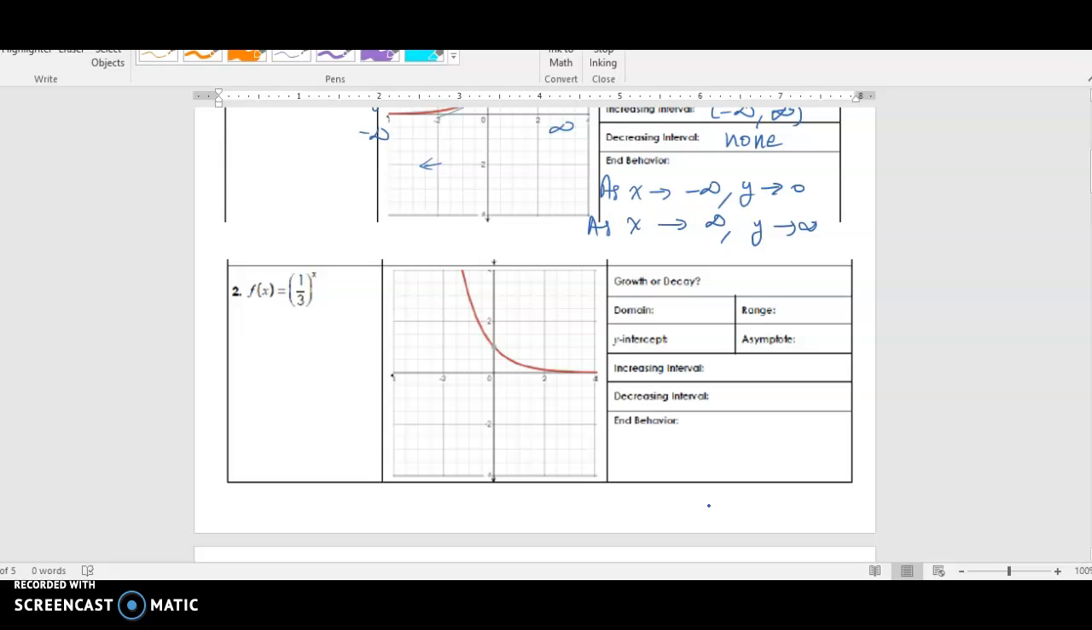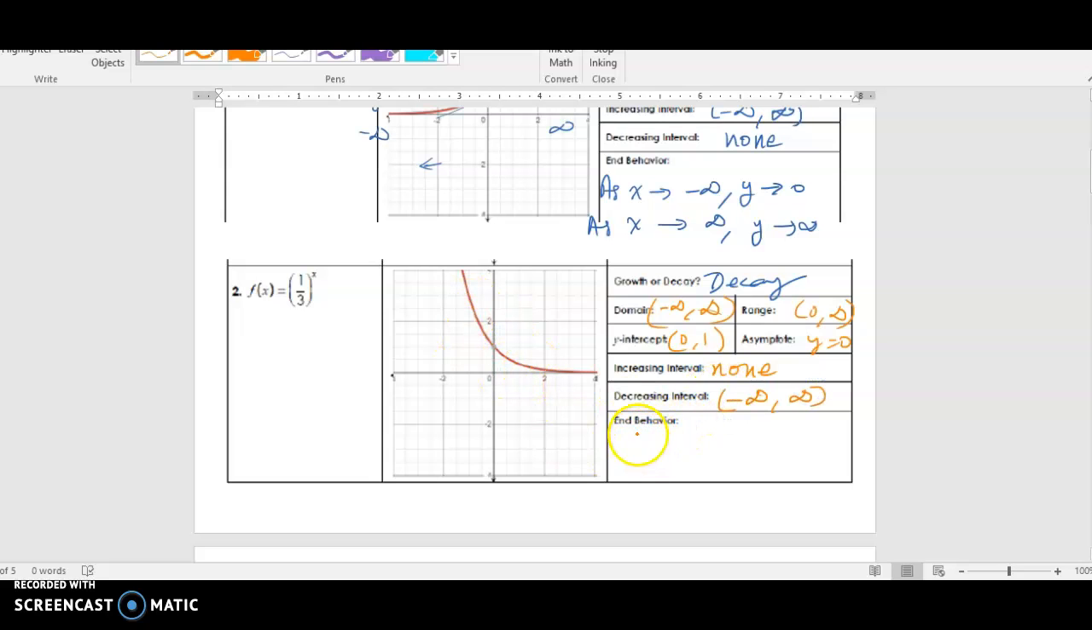Now the decay function. In the decay function, the domain is still the same, -infinity to infinity. The range is also from 0 through infinity. The y-intercept is the same. The asymptote is the same. But the function is not increasing, it is decreasing. So the function is decreasing from -infinity to +infinity.